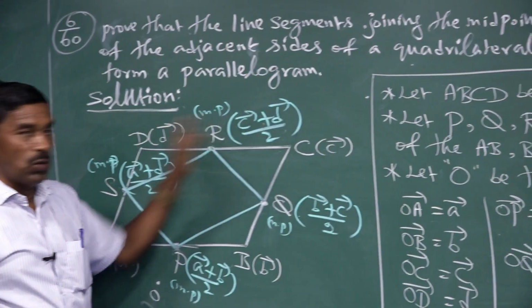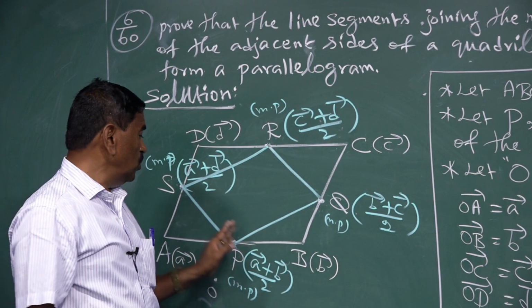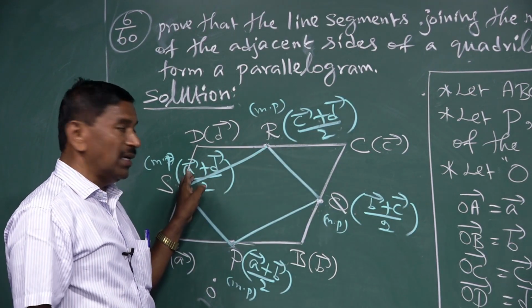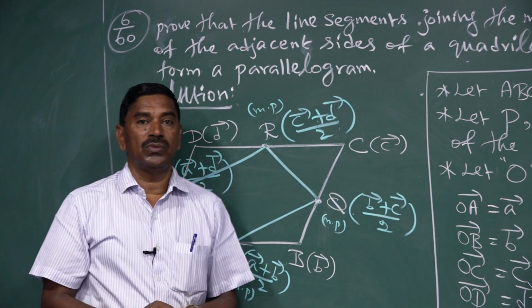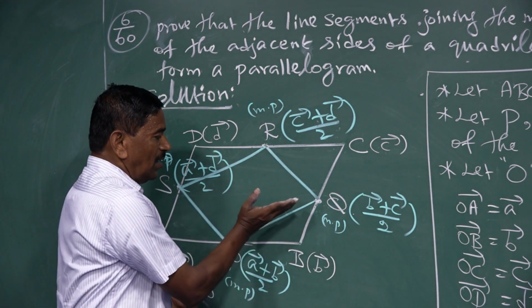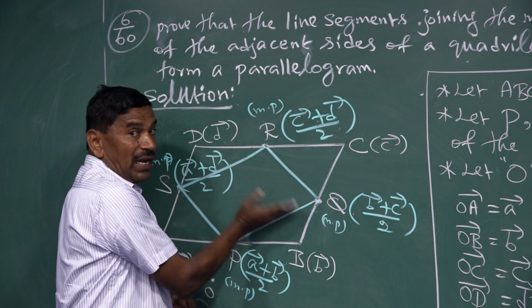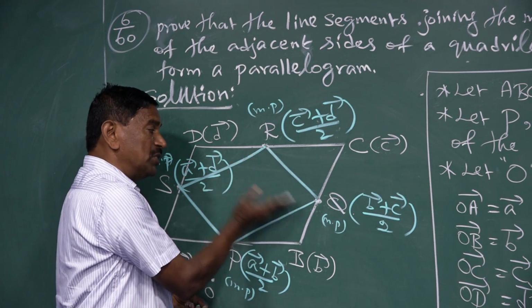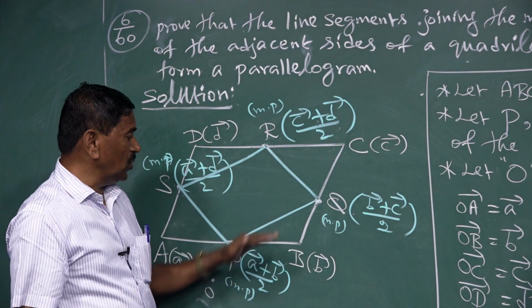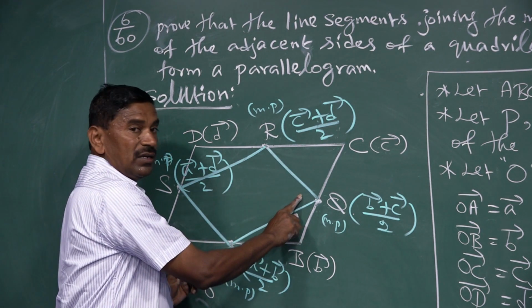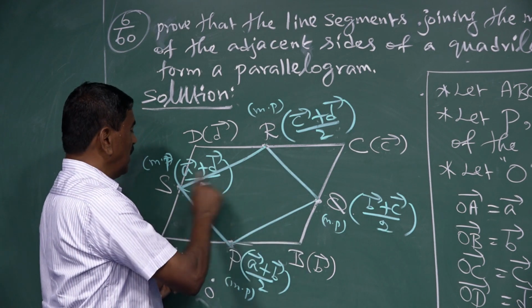Now, listen. Given that ABCD is a quadrilateral, we want to prove PQRS is a parallelogram. To prove a parallelogram, it is enough to prove the opposite sides are parallel and equal. That is, it is enough to prove PQ vector is equal to SR vector.